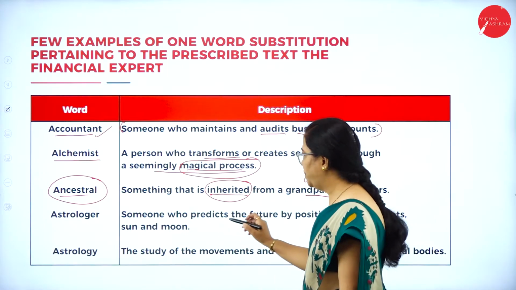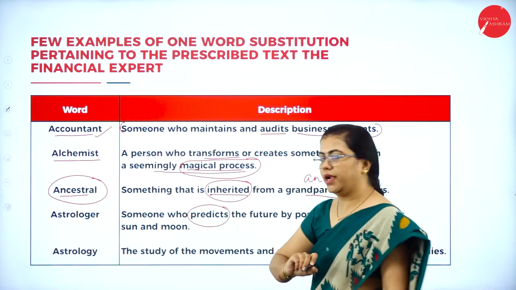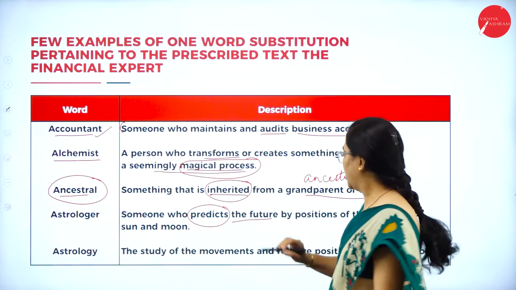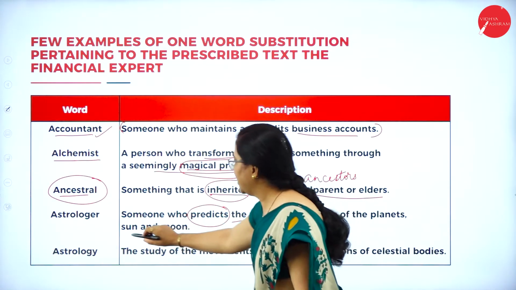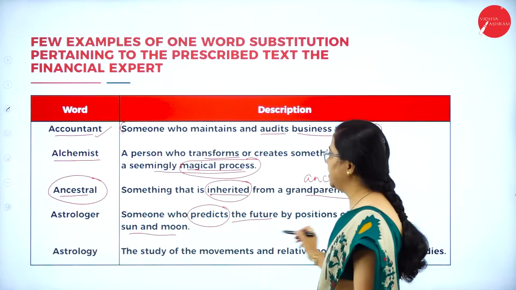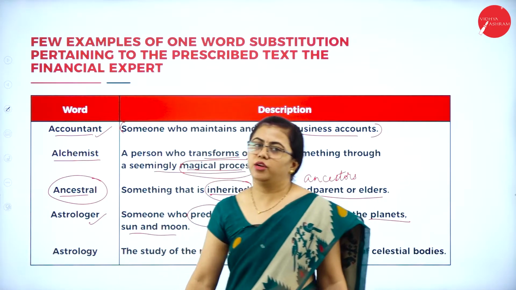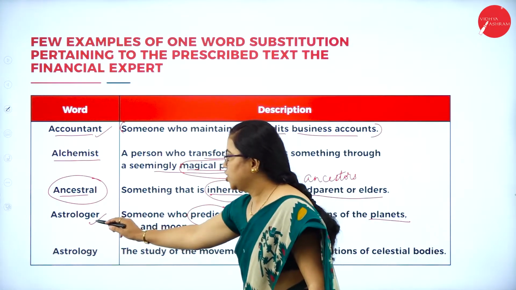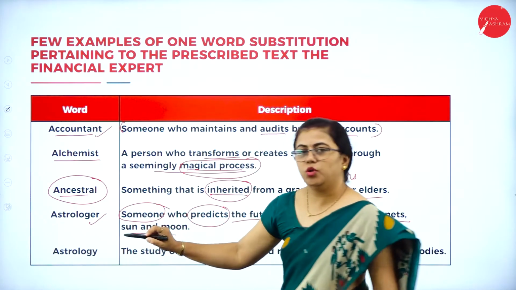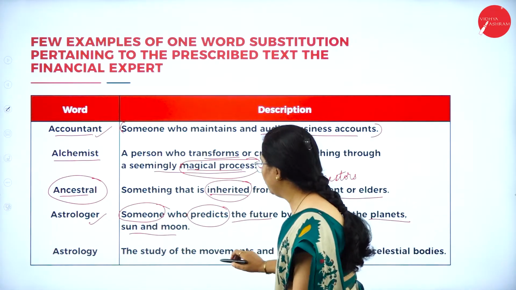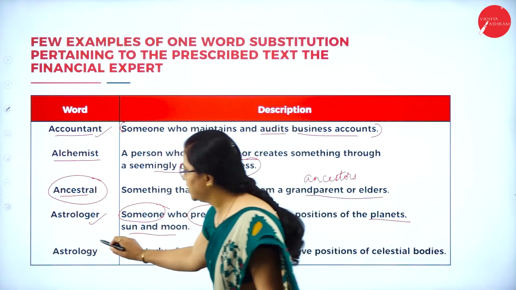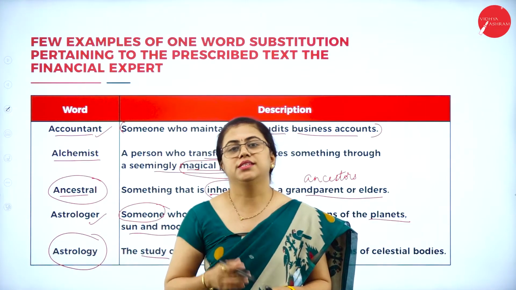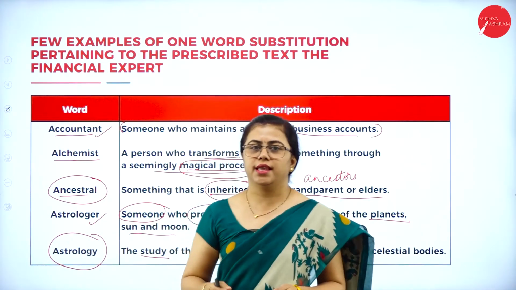Next, someone who predicts. The word predict should be in your mind, then predicts the future, by the position of planets, sun and moon. So prediction, planet, sun and moon, everything is related to astrology or astrologer. The astrologer is the person who does this. The study of movements, the science, is called astrology, and the person who does it is an astrologer.